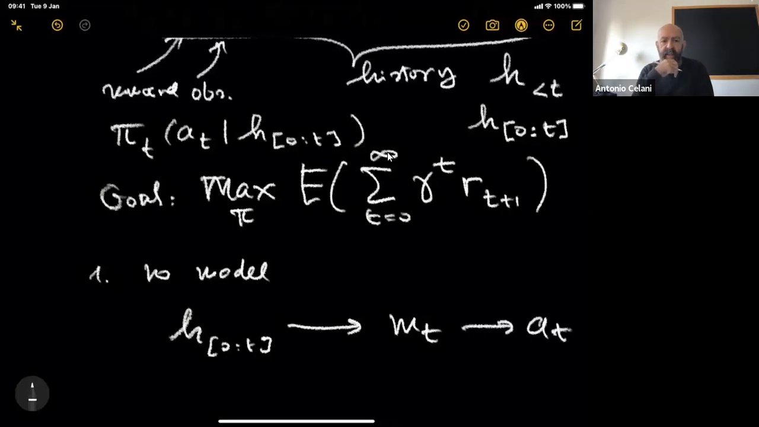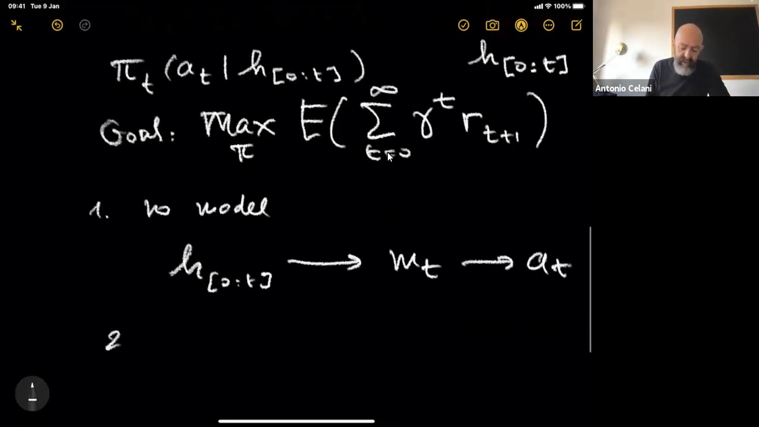And this is the kind of thing that we will explore next. But for now, we are concerned with the second option, where a model is there.